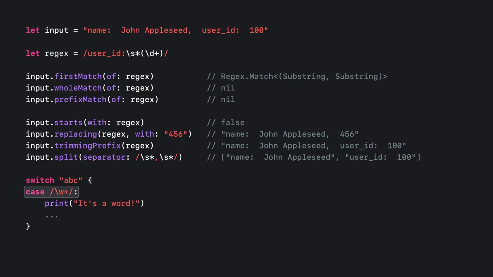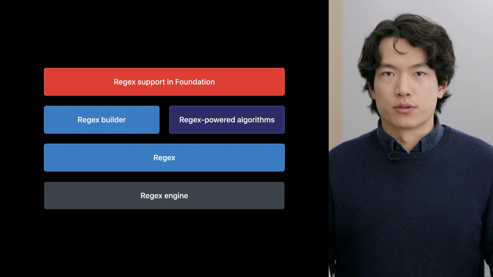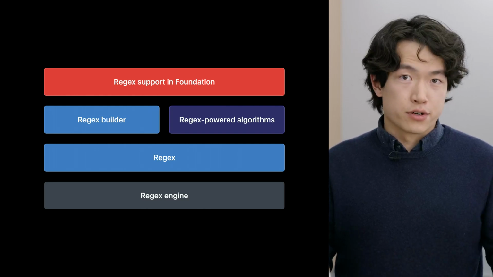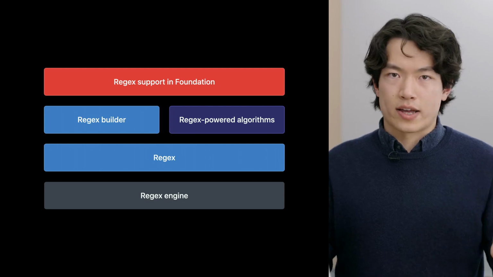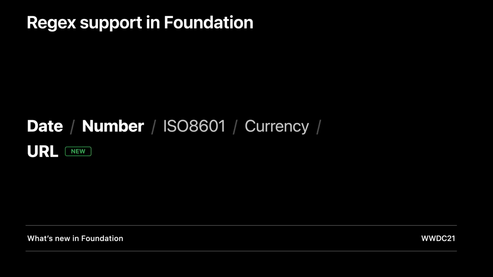Also, regex can now be used in Swift's pattern matching syntax in control flow statements, making it easier than ever to switch on strings. Finally, on top of Regex Builder and Regex-powered algorithms, this year, Foundation introduced its own regex support that works seamlessly with Regex Builder. The regex support in Foundation is none other than the formatters and parsers that you are probably already using, such as those for date and number. If you want to learn more about these APIs, watch the What's New in Foundation session from WWDC22.